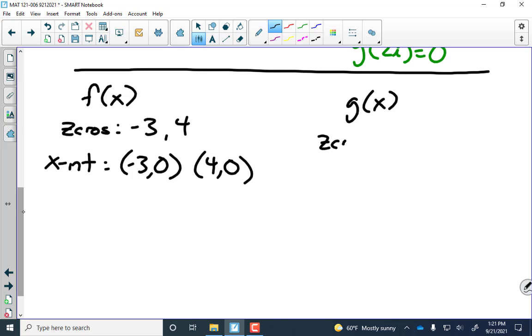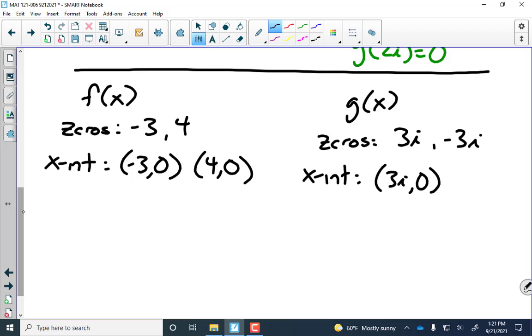If someone else says they have zeros, 3i and -3i, is it possible that those are the zeros? Could those be the zeros? Absolutely, those could be the zeros. Yes. But then if they start to go like this and say the x-intercepts therefore are 3i, should you stop this person? Yeah, you should stop this person. They can't do that. They can't say those are the x-intercepts because those are not going to show up on the graph.